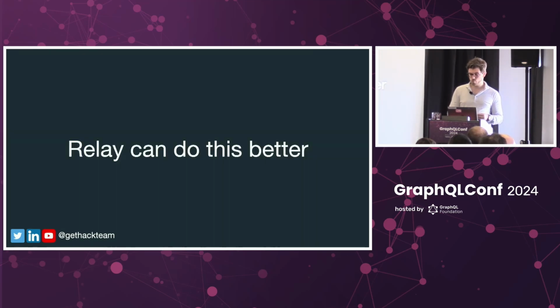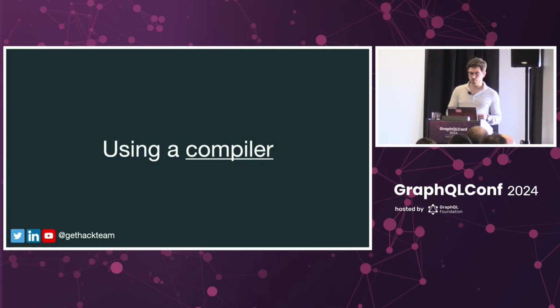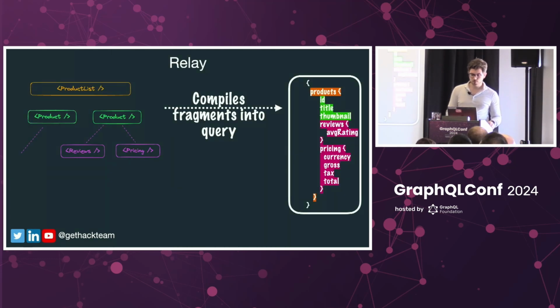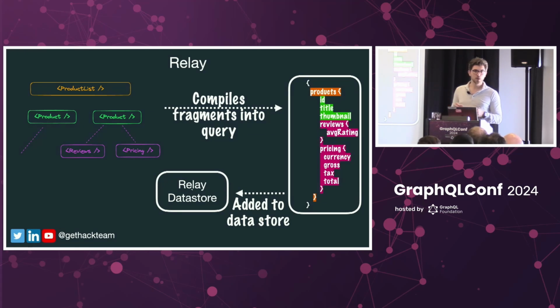And this is all done via a compiler. So if you think about Relay, you have your different components. Each of the components needs a subset of the fields that you retrieve via your GraphQL request, and these are then defined as fragments. So each component will have a fragment of data that they would need. The Relay compiler will then help you compile this into a query, well, not really a query, more an operation, and then send this off to your GraphQL API. And this will then be added to a data store, and then the components can read from this data store, but based on the fragments.